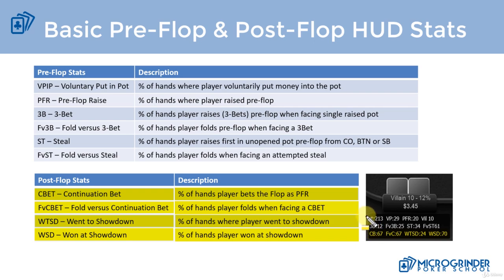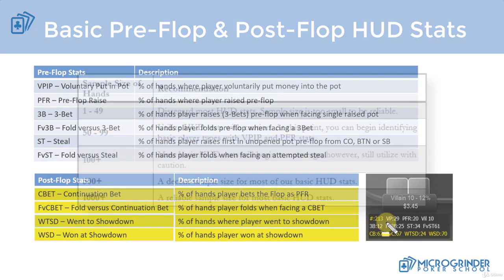Now, there's also this, you're going to see this typically, the pound sign. This is going to be the number of hands. And the sample size of hands is very important when it comes to HUD stats. And I actually didn't do a slide on this, but when it comes to HUD stats, we typically want to have a decent sample size on our opponents.